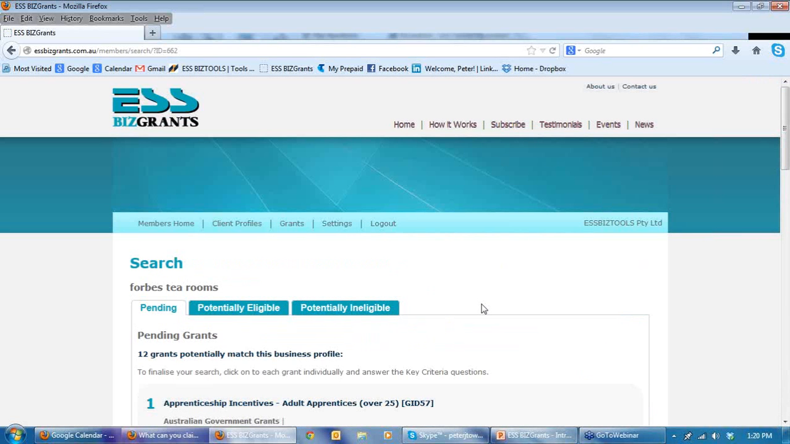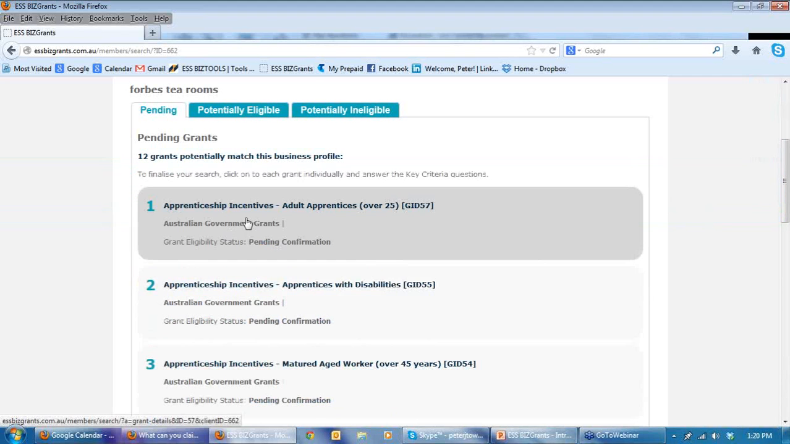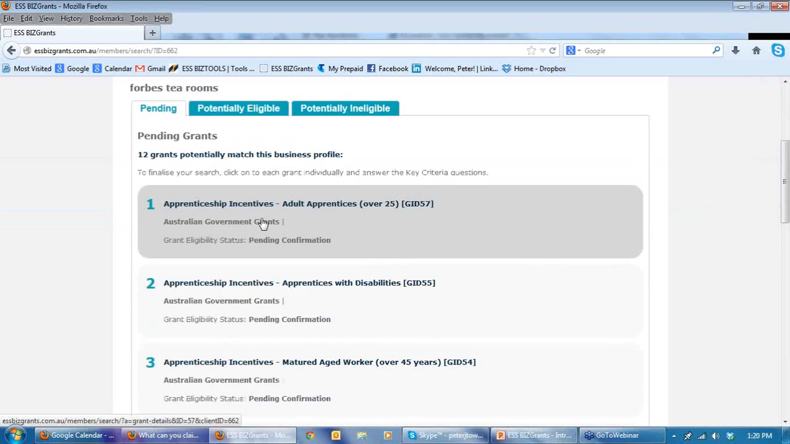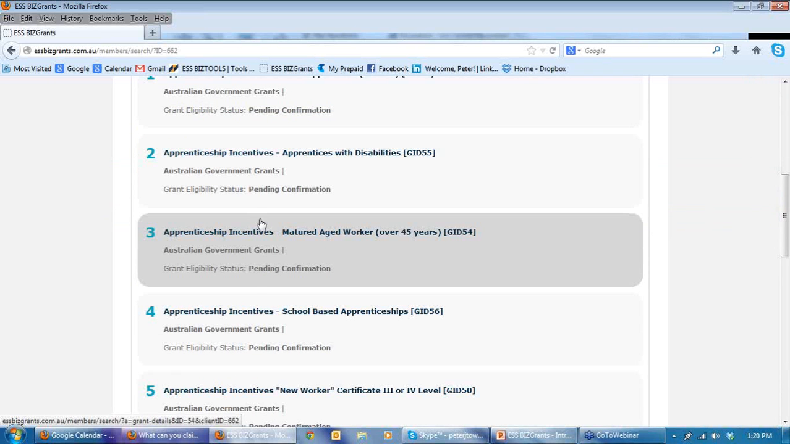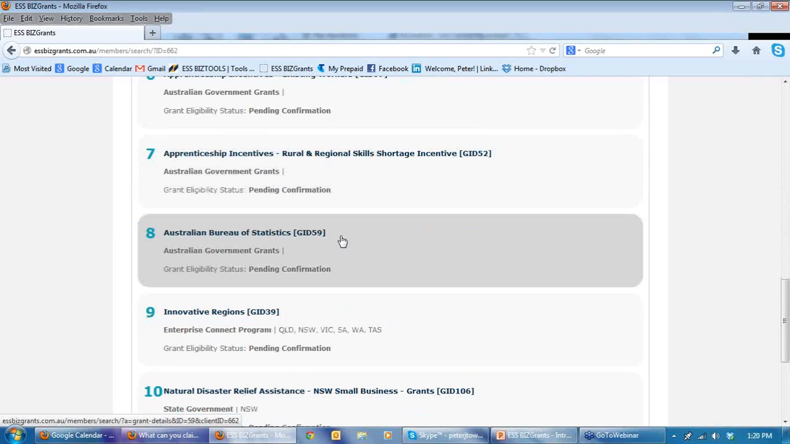Now what we're getting is the pending areas. We've already identified some grants, which you'll see we've already put into potentially eligible to speed up this process. There are a number of apprenticeship grants, but the client might not be interested in apprentices. The Australian Bureau of Statistics comes up in most of the grants because it's free material. It used to cost $4,000 or $5,000. Clients can get a lot of information off the ABS.